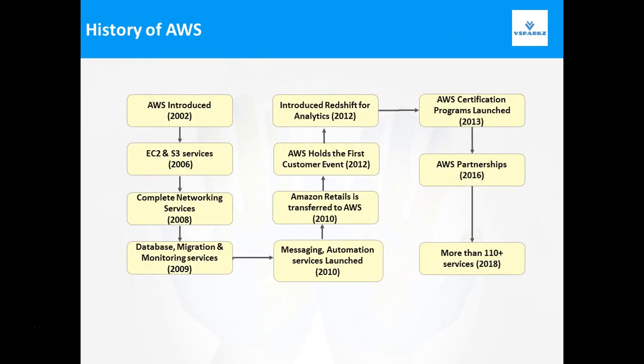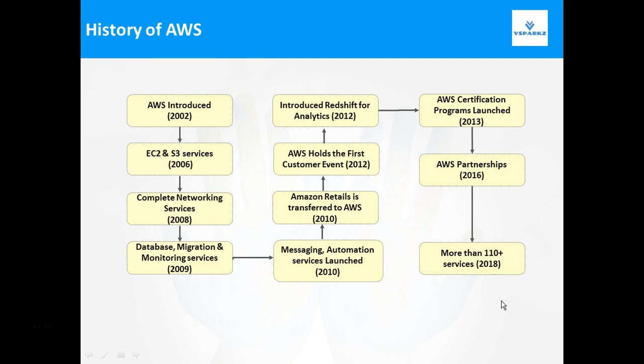Let us see the history of AWS. Actually, AWS was introduced in the year 2002. In the year 2006, AWS introduced EC2 and S3 services, that is, the compute and the storage services. In the year 2008, it introduced the complete networking services. In the year 2009, it introduced database, migration and monitoring services as well. In the year 2010, it introduced messaging automation services. In the year 2010, Amazon Retail was transferred to AWS.